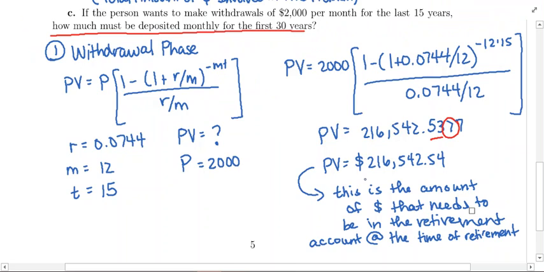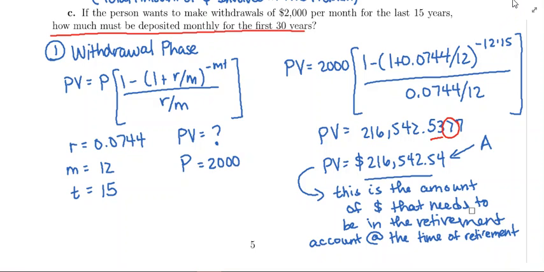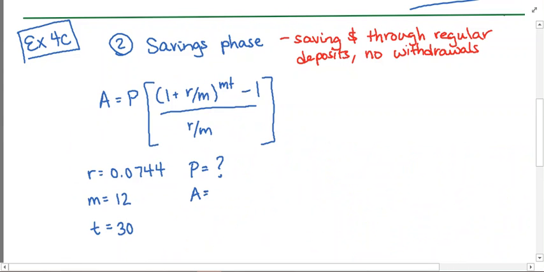We calculated this number. This number needs to be the balance of the retirement account at the point of retirement. So in the savings phase, this is going to be your A. This needs to be the account balance at the time of retirement. So let's go ahead and write that number in. That's going to be your A value. So A is going to be $216,542.54.